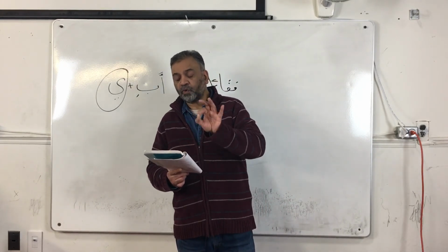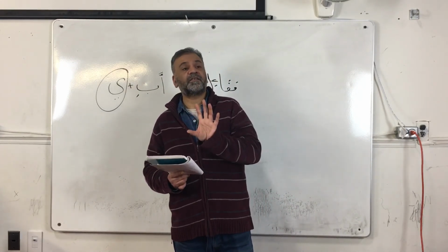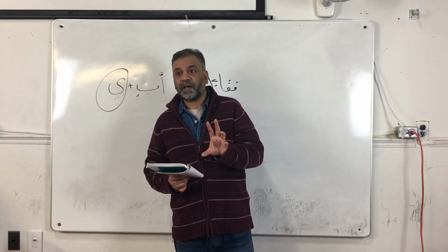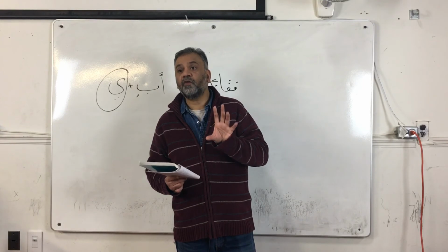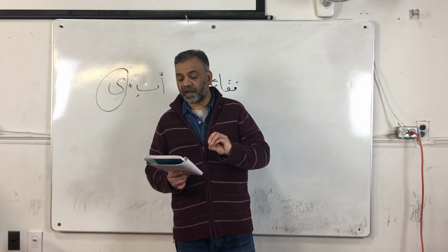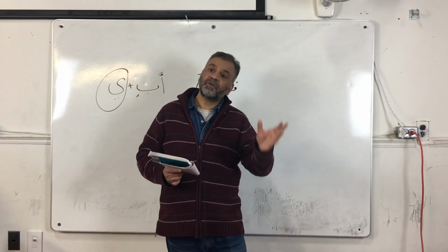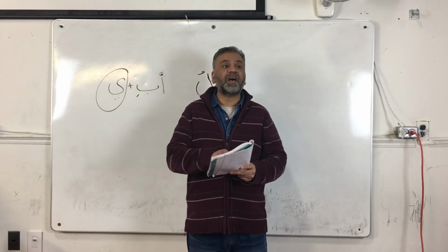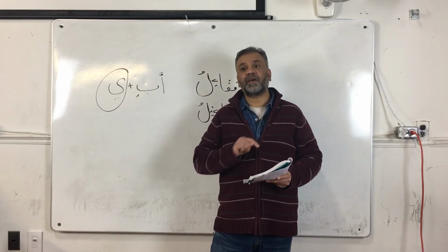Here ismuhu Williamu itself is a jumla ismiya. Ismu is your mubtada, wa huwa mudaf, who is your mudaf alayh, and Williamu is your khabar. So this complete jumla ismiya is coming as a khabar for haza.